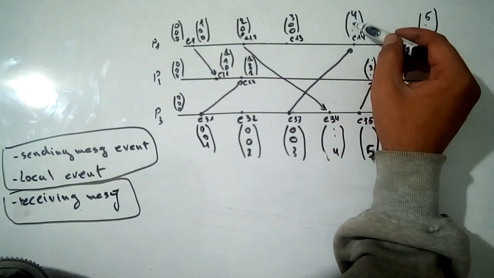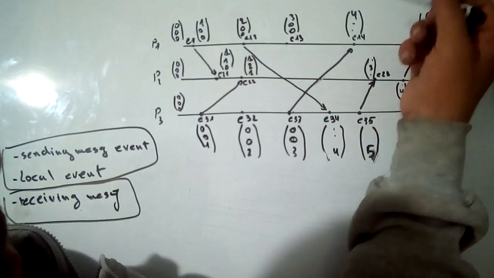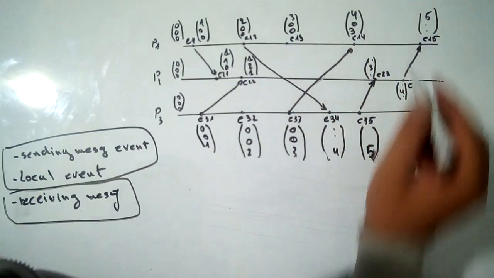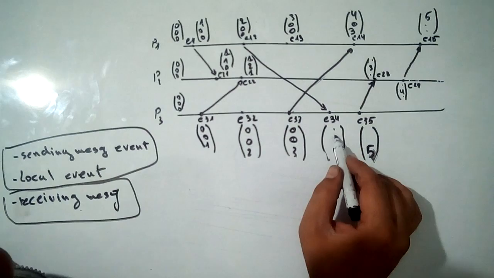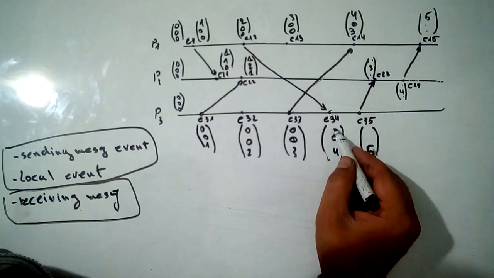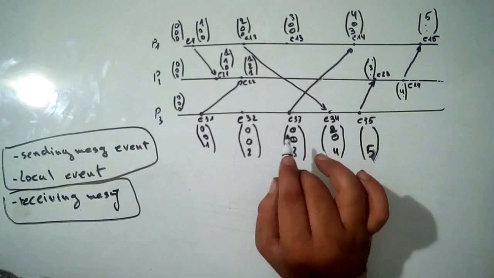So for this vector, we have this term is equal to the max between 0 and 0, so that's 0, okay? So this term is equal to the max between 0 and 3, so that's 3, okay? So this is a receiving of message event, okay? So this term is equal to the max between 0 and 0, okay? So that's 0, and this term is equal to the max between 0 and 2, so that's 2, okay? So that's sending of message, so equal to the precedent event, okay? So 2 equals 2 0 0, okay?